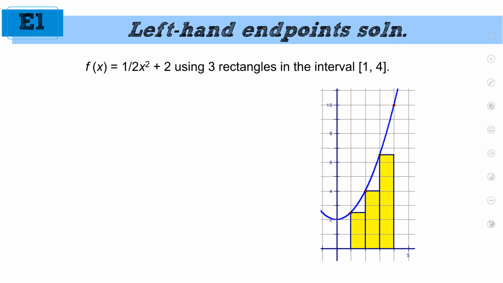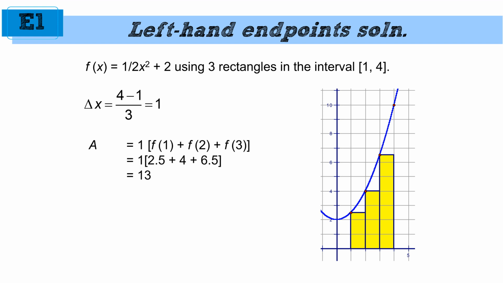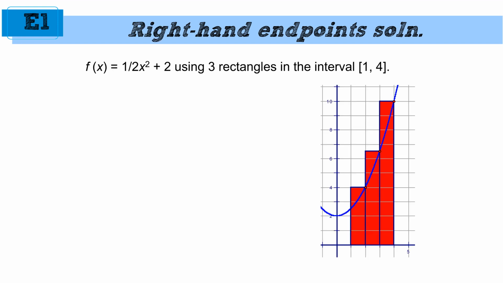So there's the left hand we just solved. There's the right-hand one. So find the area of those red rectangles, please. By the way, will the answer be bigger or smaller than 13? Bigger, good. The first one was an underestimate. This one is going to be an overestimate. When you get done with your calculations, check with your group to make sure you all have the same answer.